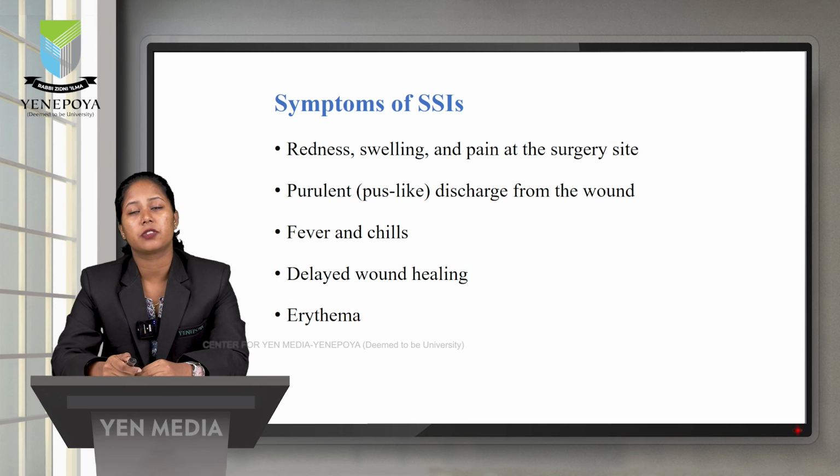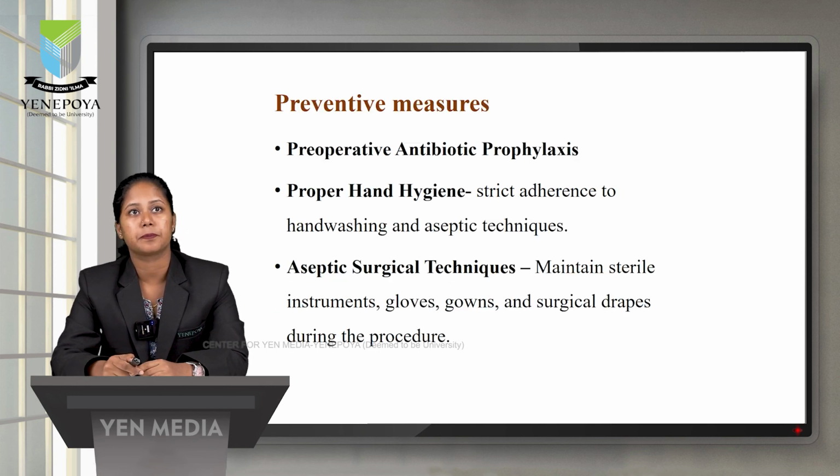Purulent or pus discharge from the wound, which states there is a bacterial invasion and it is worsening. Fever and chills, as I have told earlier, whenever the body has any sort of infection, fever will be there. Delayed wound healing: the wound healing process will become delayed because of the infection. Arrhythmia will be there. So these are some of the signs and symptoms that a patient might exhibit when he is having SSI.